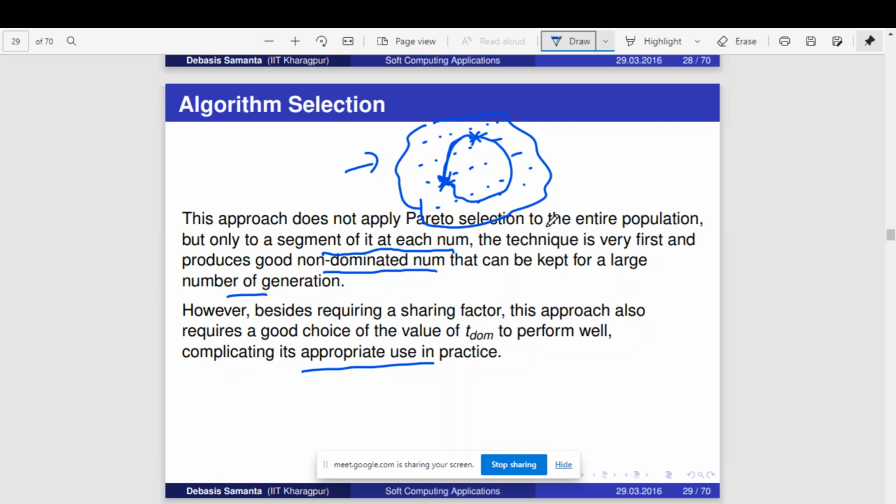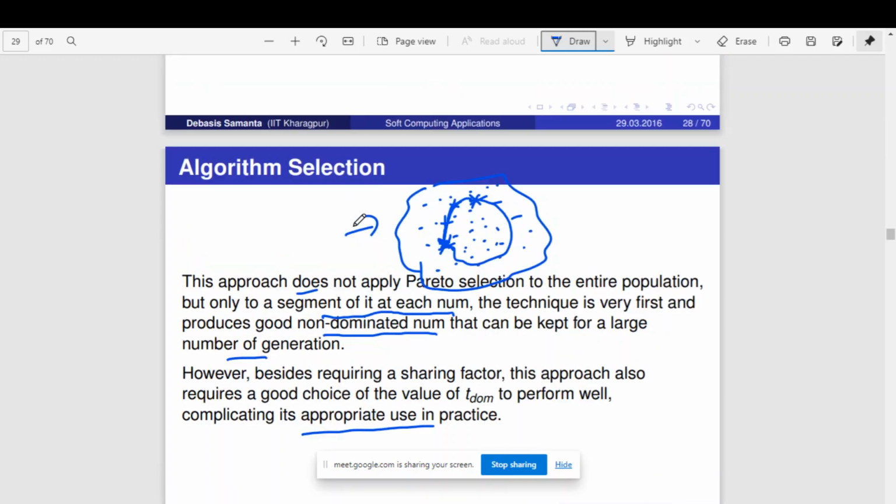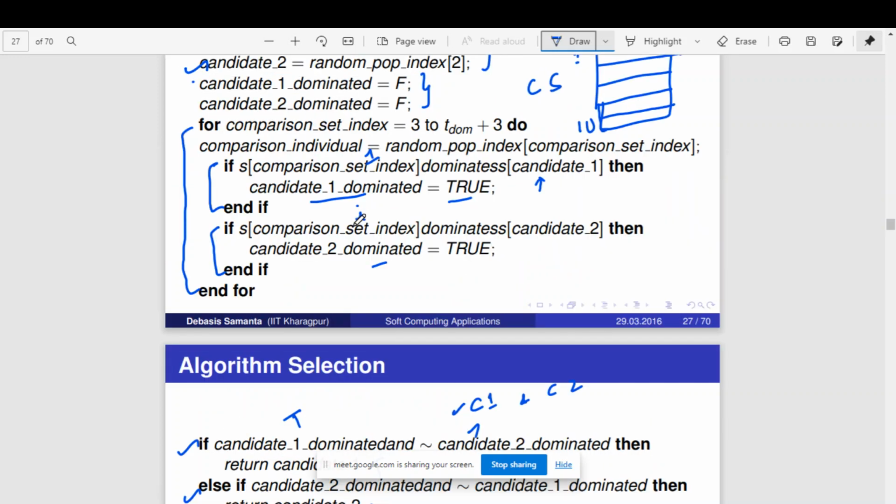It does not apply Pareto selection to the entire population, but only to a segment of it. So this segment should be known. If the expert who is working on the problem knows this segment, that is, for which area of the population is going to produce the better solution, if that area is known, then somewhere in this area only the good solution or the optimal solution should be lying. So if you can identify that, then you can apply this technique. Okay, right? So that is what it says.